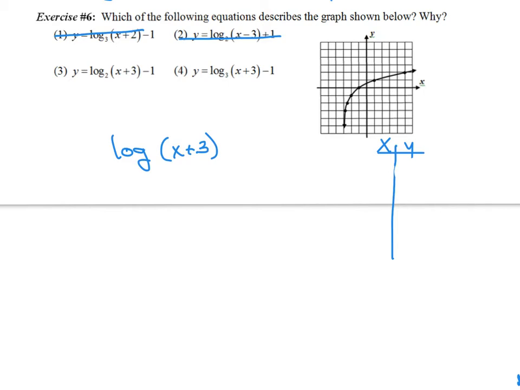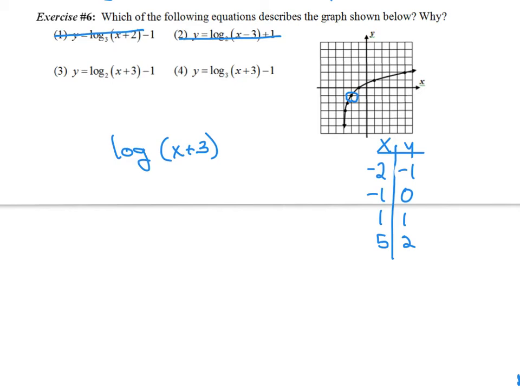Let's look for points that I know for sure are on the graph. So for example, this point right here, I know to be -2, -1. The point right next to it, the x-intercept, is the point -1, 0. I also know that the point 1, 1 is on this graph, and if I count carefully, I see that the point 5, 2 is on this graph. So when I plug into the remaining 2 choices, I'm going to try a couple of these points.